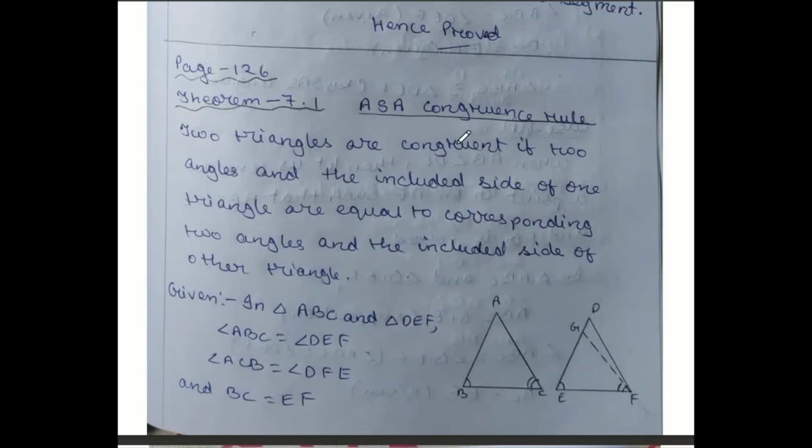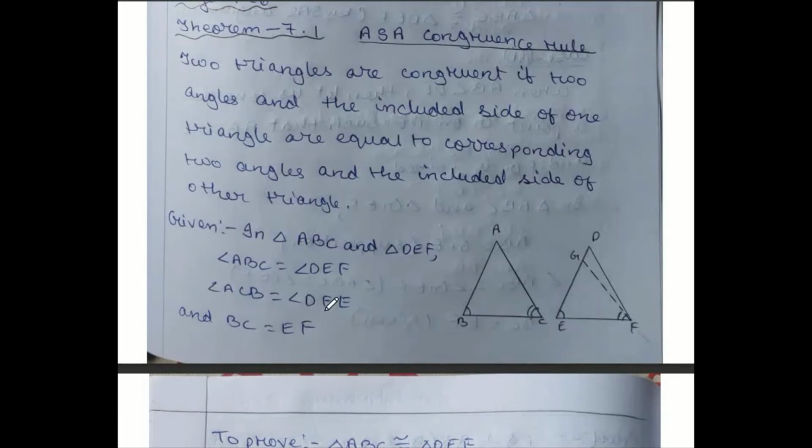So I have to prove this angle side angle congruence rule. Already two angles and included side of one triangle are equal to the corresponding two angles and the included side of the other triangle, already given. So we have to prove this. Given in triangle ABC and triangle DEF, let us write angle ABC equal to angle DEF, angle ACB equal to angle DFE, and BC equal to EF. So these are all given materials.